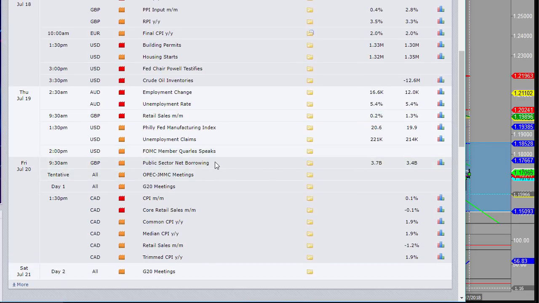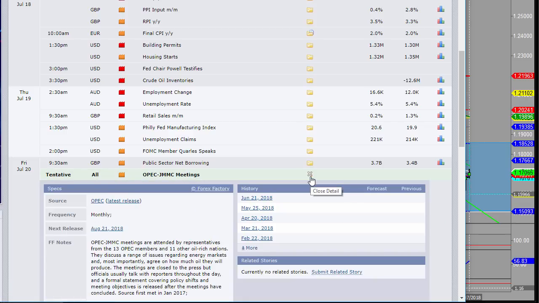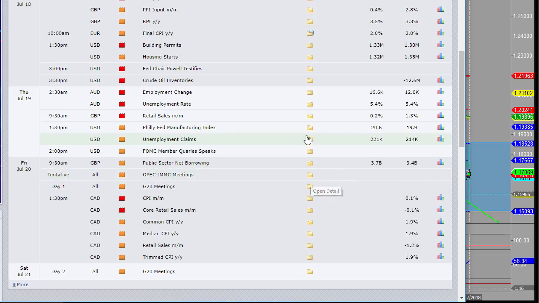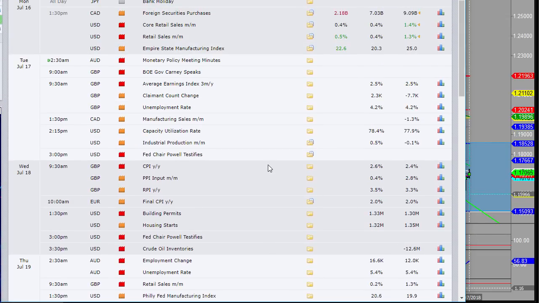Not underestimating the public sector net borrowing at 9:30 on Friday, which may create some volatility. There's also the OPEC JMMC meeting, easy for me to say, going on through Friday as well. It's a monthly meeting now. G20 meetings are also there, so maybe some chatter before then. And we've got the inflation data and core retail sales out Friday afternoon. So there's a bit of stuff coming out this week, and with the G20 meetings as well, we may see some reasonable volatility coming through.